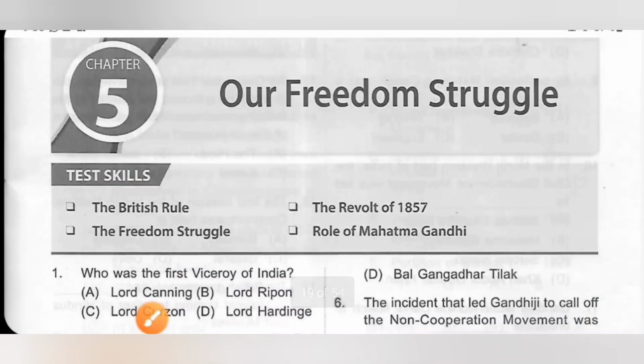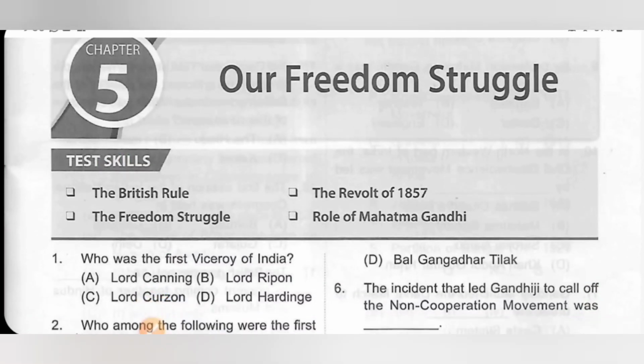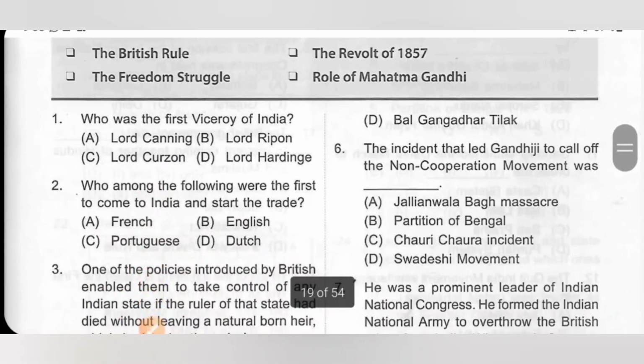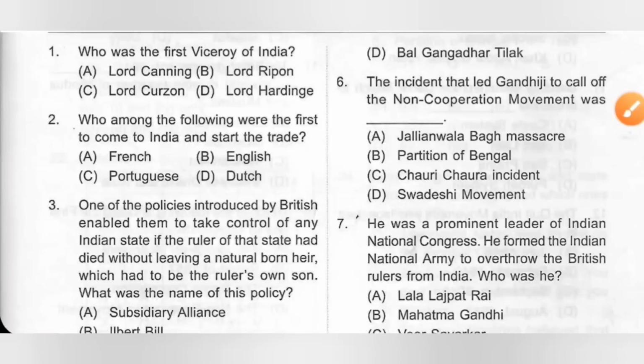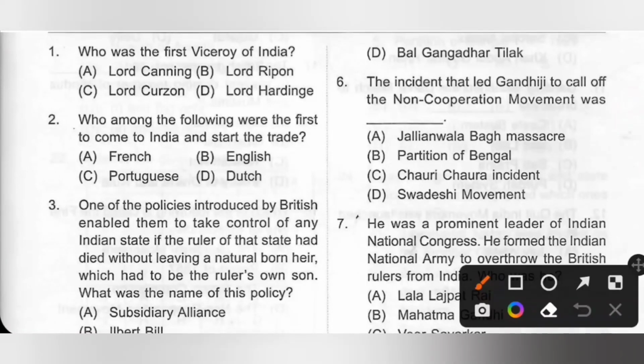Hi my dear kids, in this video we are going to see Chapter 5, Our Freedom Struggle from the International Social Studies Olympiad MTG Workbook of Class 5. The skills covered in this chapter are the British rule, the revolt of 1857, the freedom struggle and the role of Mahatma Gandhi.